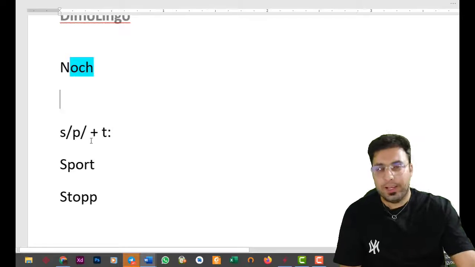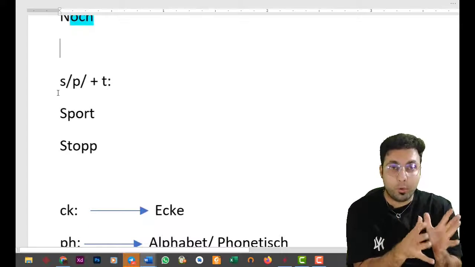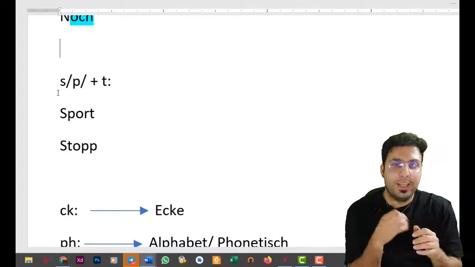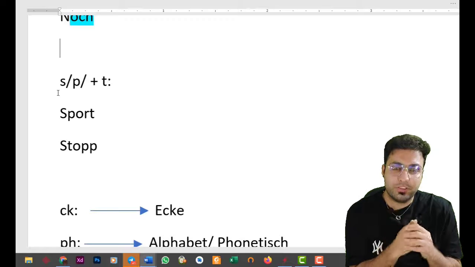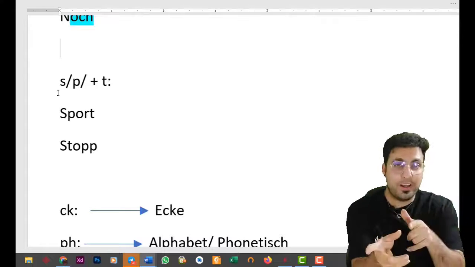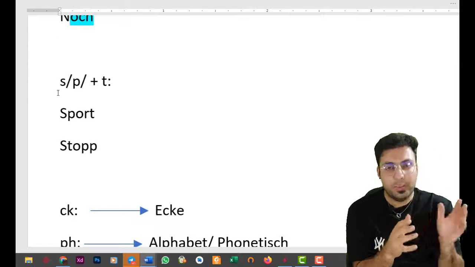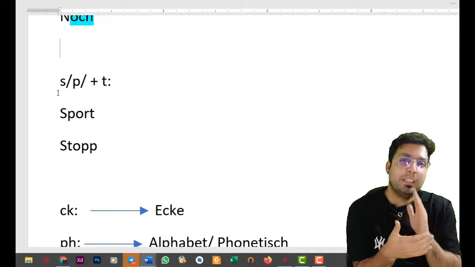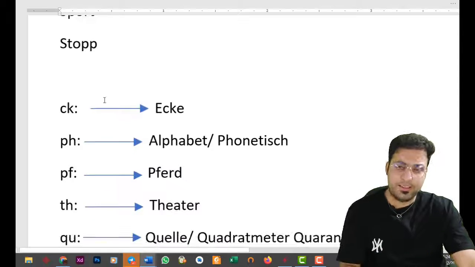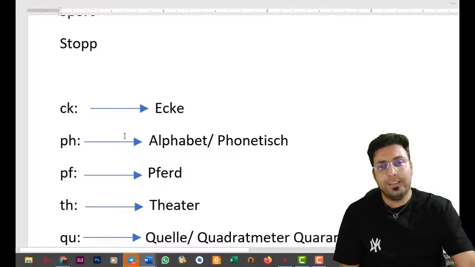The last part: when we have S or P before T, you should pronounce it sh, like Sport, or Stopp. When a word starts with them, not in the middle. In the middle it is okay, but on condition that the word starts with that. The next ones are so easy. C-K, pronounced like always k.